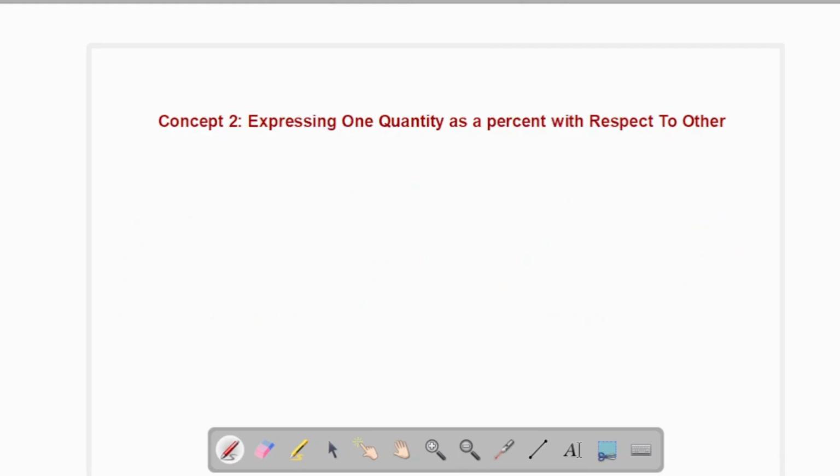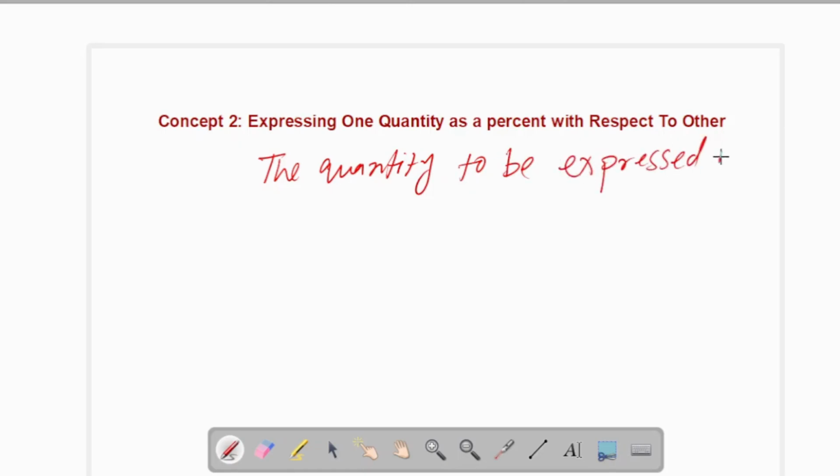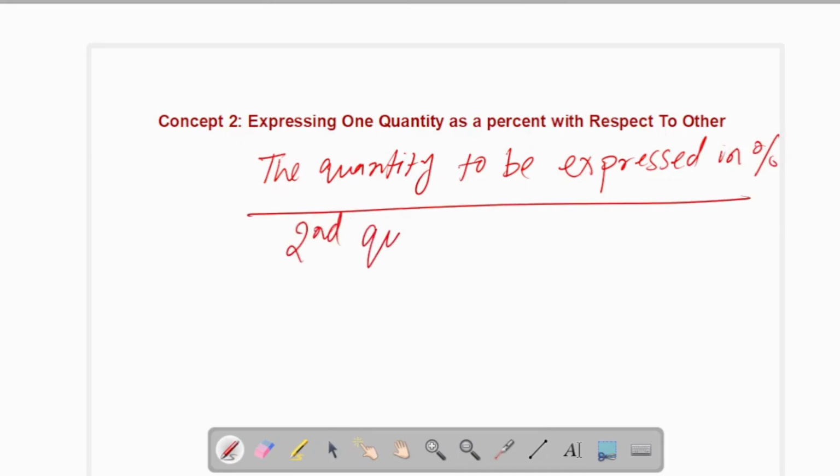So a percentage is always expressing one quantity as a percent with respect to others. If I show you this concept in terms of formula, the formula will be the quantity to be expressed in percentage term divided by the second quantity in respect of which percentage has to be obtained, into 100%.